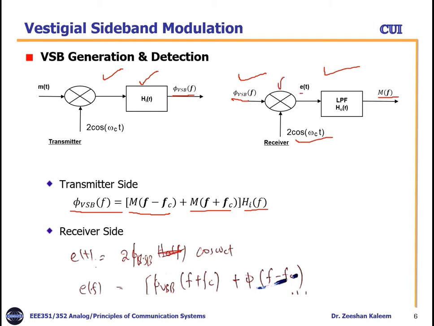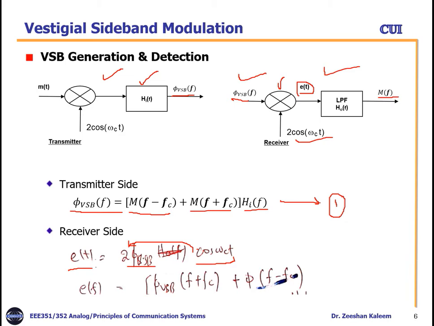So we get at output e(t), right? So how does it look? Let's see here. This is e(t) = 2 φVSB cos ωct, right? I move the 2 from here to here, so φVSB cos ωct. So you know that using the transmitter side equation, let's name it as equation 1.